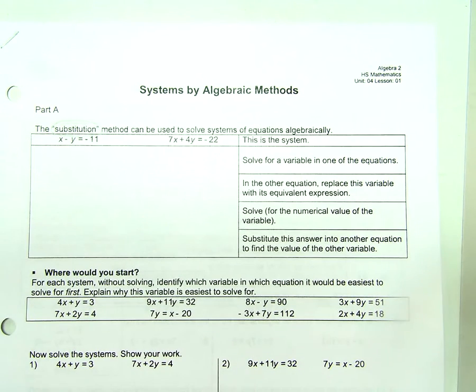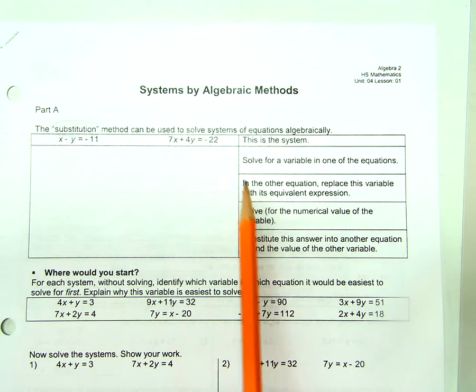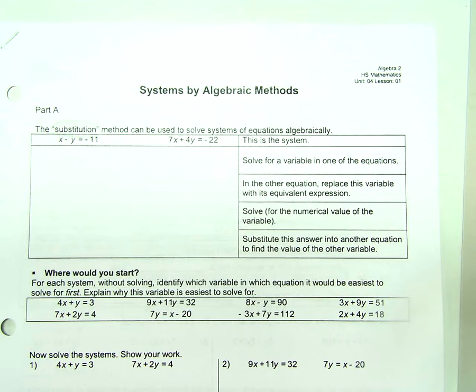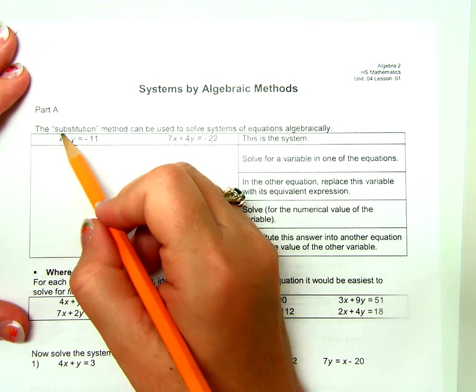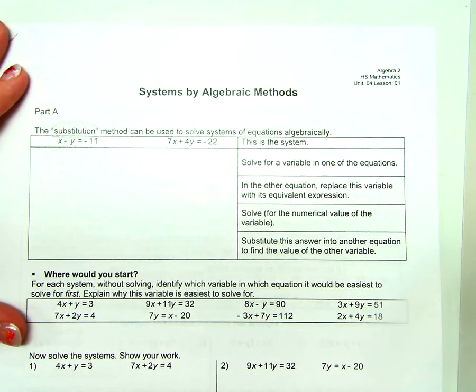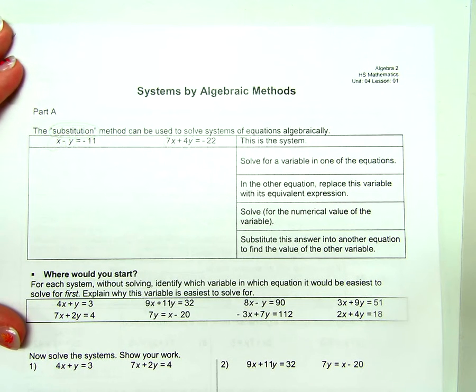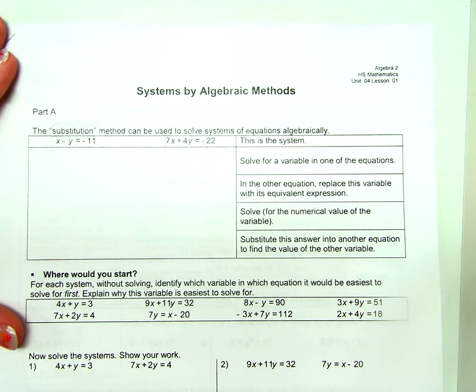Substitution can be used to solve systems of equations algebraically. Let's say this is our system. In substitution, we solve for one variable. It doesn't matter which variable, but we choose one. We have four choices: two equations, each with two variables. So we have to choose a variable to solve for.